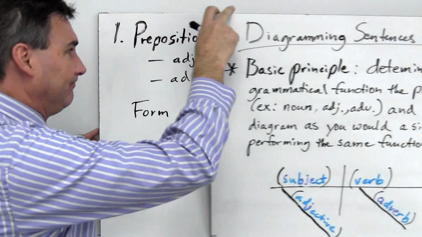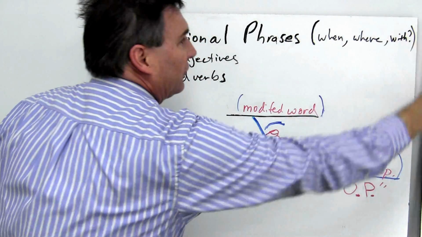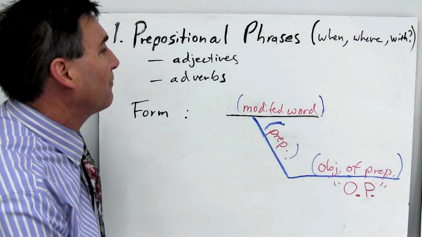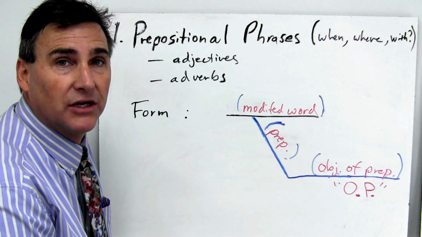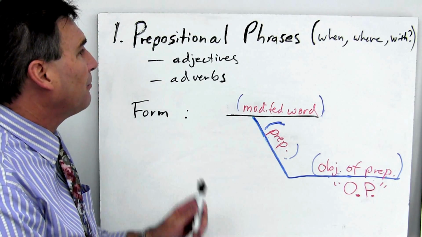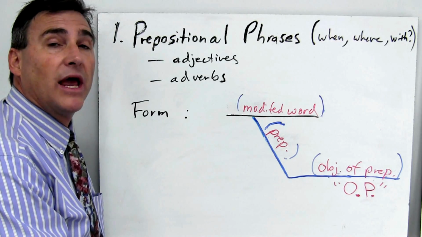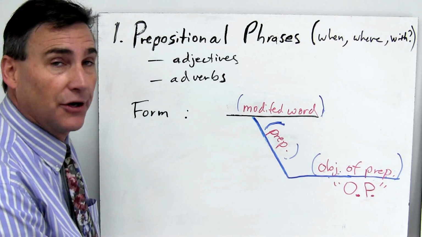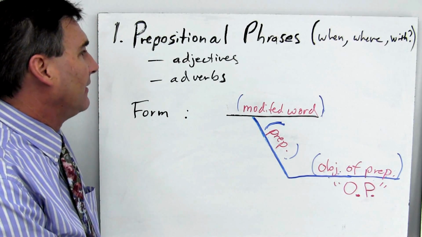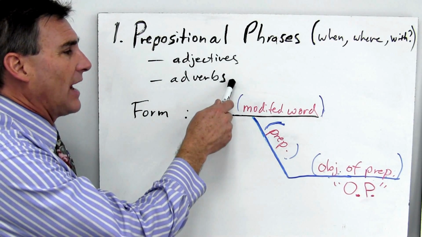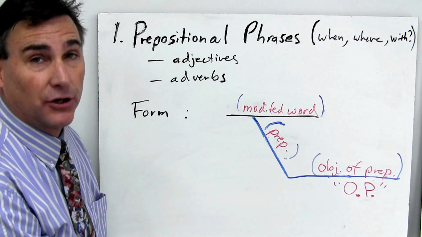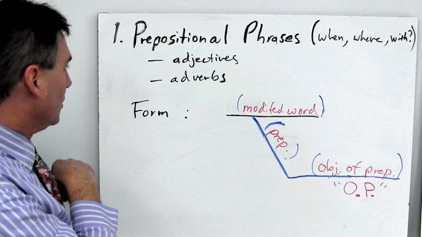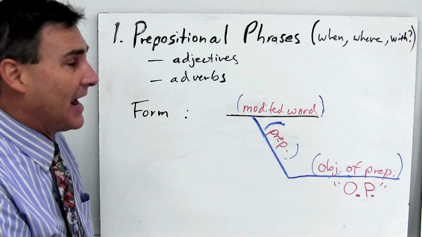Let's take a look. For today, as I said, we'll strictly focus on prepositional phrases. These are the most common, simplest, and things you run into all the time. Prepositional phrases answer questions like when, where, with whom, etc., under what conditions. And they can serve either as adjectives or adverbs. So applying the principle we just talked about, we'll want to look and see what they're serving as as we do them. So this is the form for the diagram.